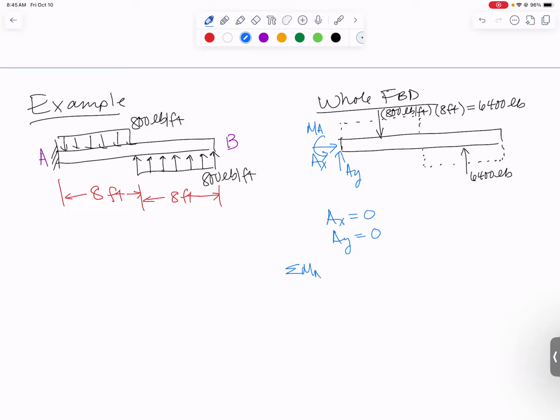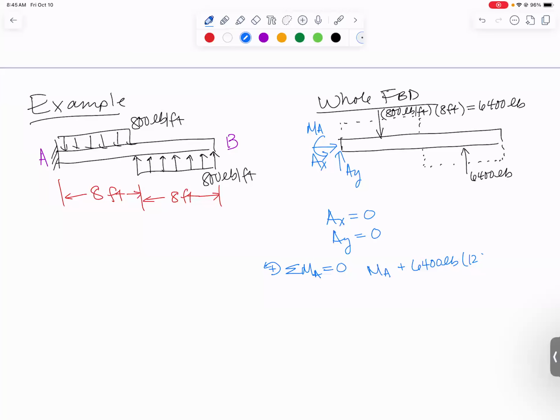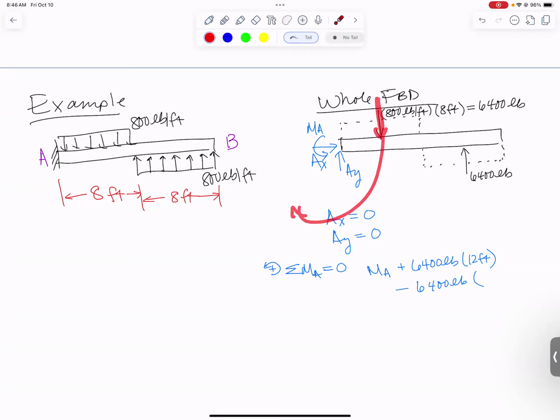So summing moments about point A has to be 0. I will have in a positive direction MA. Also in a positive direction, I'll have the 6,400 pounds down here on the bottom, which is causing a counterclockwise moment, and the distance away would be 8 feet plus another 4 feet gets me to the middle of the rectangle, so times 12 feet. And then my negative 6,400 pounds, because the other 6,400 pounds is going to cause a clockwise moment, and its distance away would be half of 8 feet or 4 feet. And those have to all sum to 0.